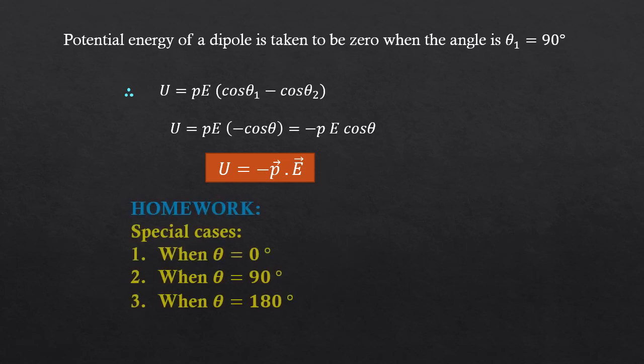Now let's consider some special cases, when theta is equal to 0, 90 degrees and 180 degrees. In the first case, when theta is equal to 0, cos 0 is 1 and the potential energy becomes minus pE. This is the minimum potential energy. Therefore, it is the most stable position for the electric dipole. In the next case, theta is equal to 90 degrees. In that case cos theta becomes 0, so the whole term, the potential energy, becomes 0. In the next case, when theta is equal to 180 degrees, cos 180 becomes minus 1. So minus into minus becomes plus, and we have potential energy equal to pE. That is the maximum value, and that position is known as unstable equilibrium. These are some of the special cases.